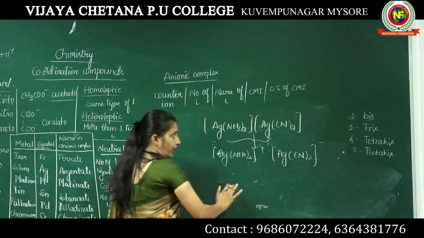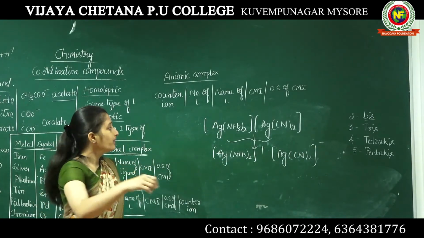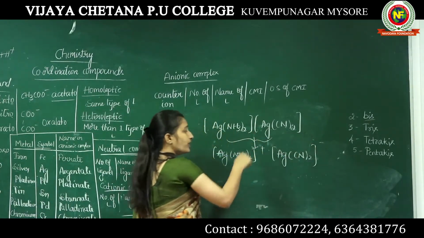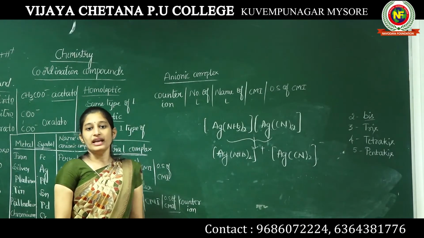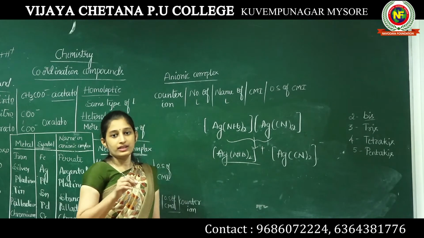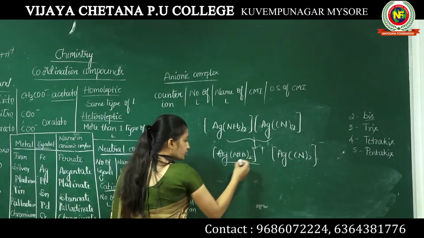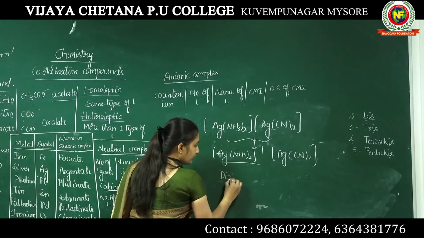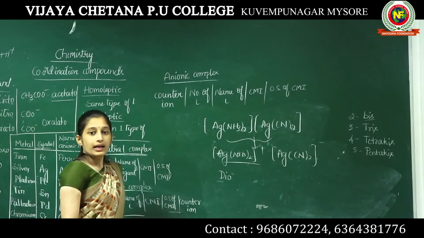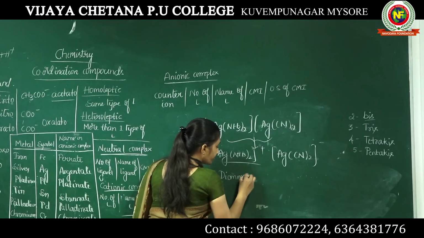See, I will explain how. This is positive, this is negative. Why only one positive? Here also one is there, here also one is there. That's why one positive, one negative charge. Simple. First, I am going to name the cationic species. How to name this? This is 2. 2 means di. NH3 is a ligand. So, diammine.